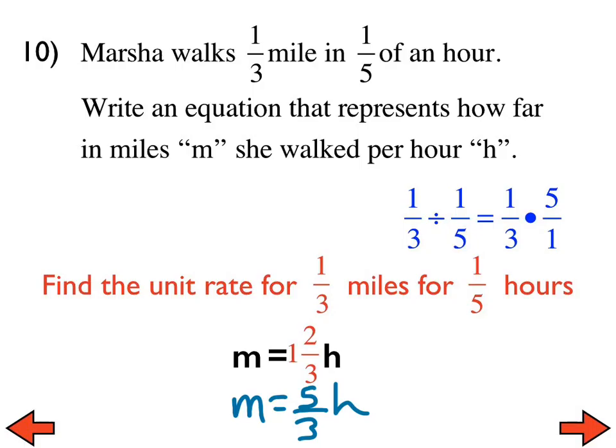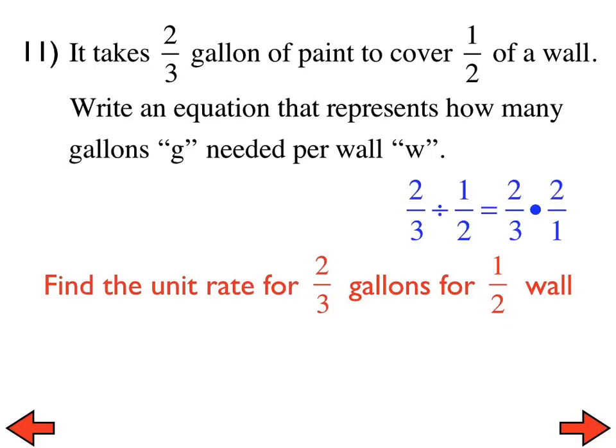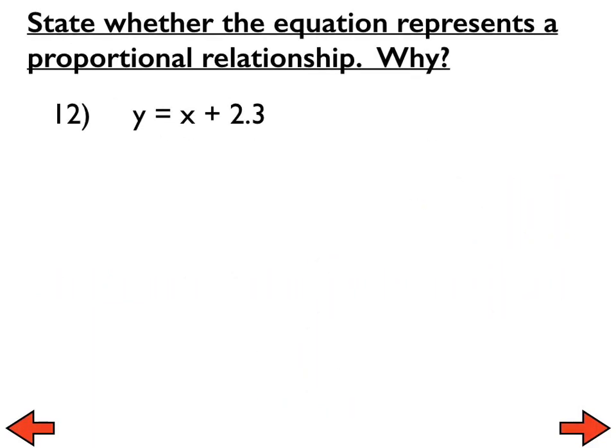Okay? Do number 11 by yourself, please. Perfect. G equals 1 1/3 W, or as an improper fraction, which is preferable, G equals 4/3 W. So far, so good? Go ahead and finish the rest of your notes by yourself. 12 through 17 is basically a summary of everything we just talked about. And I want to see if you can answer those questions by yourself. So again, do 12 through 17, please.